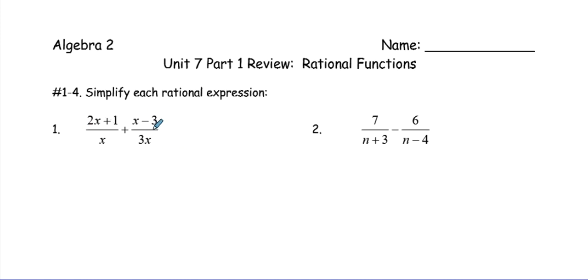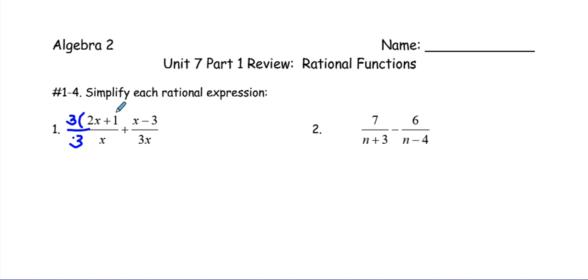In order to add two rational expressions, you need a common denominator. This denominator has 3 times x, and this one has just x. So what we're going to do is multiply the first fraction by 3, and in order to multiply the denominator by 3, you also need to multiply the numerator by 3. So you're multiplying by 3 over 3, which is the same as multiplying by 1, which doesn't change your expression.